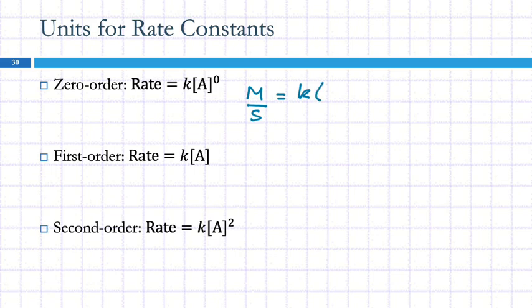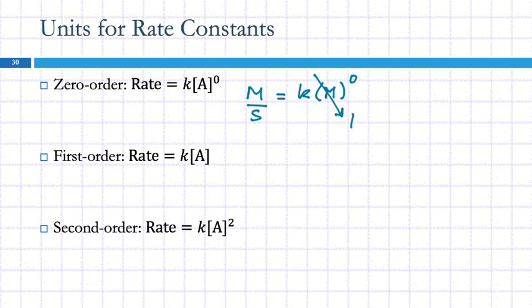Times concentration, which is molarity raised to the 0 power, and of course that's 1. So the rate constant equals molarity per second. So those are the units of the rate constant. The rate constant is going to have different units for different order, and it's just whatever units are needed to cancel out the other units.